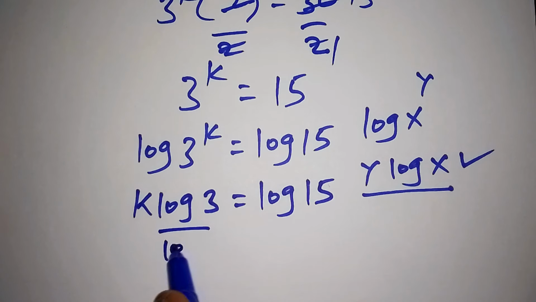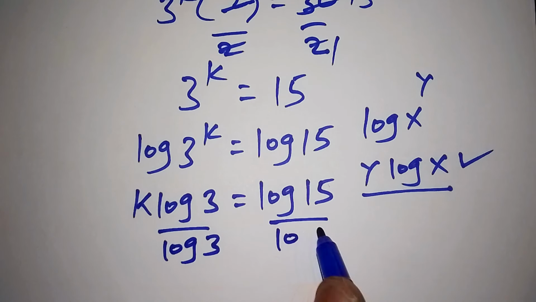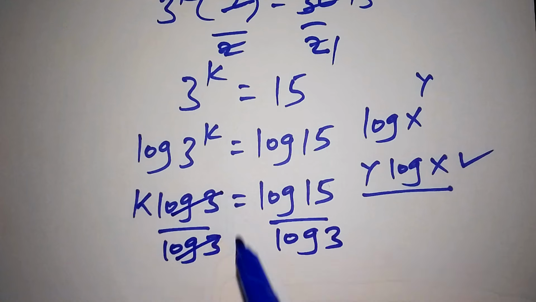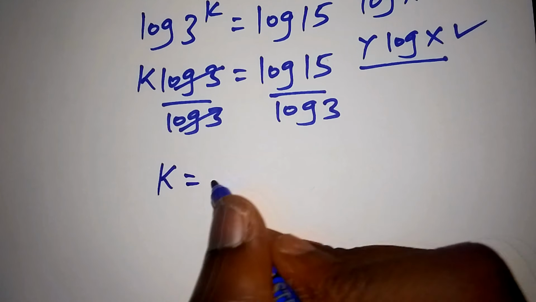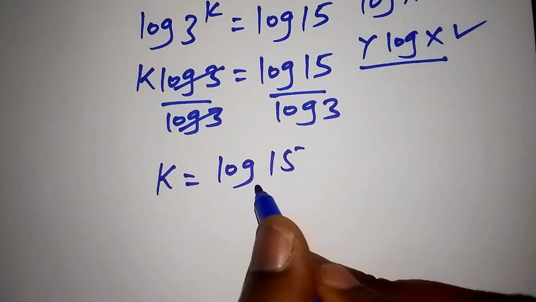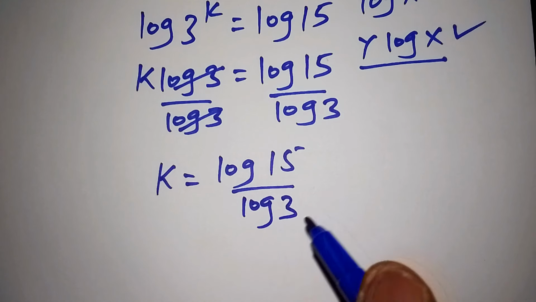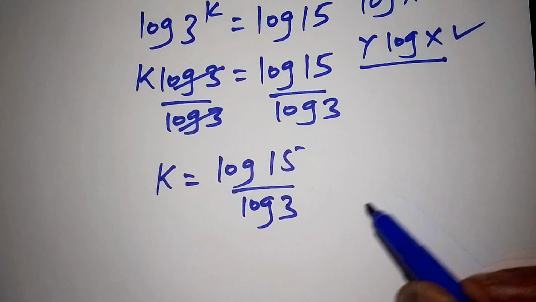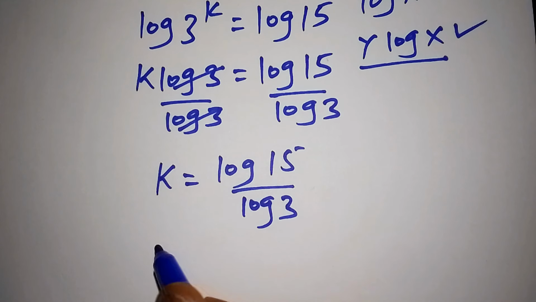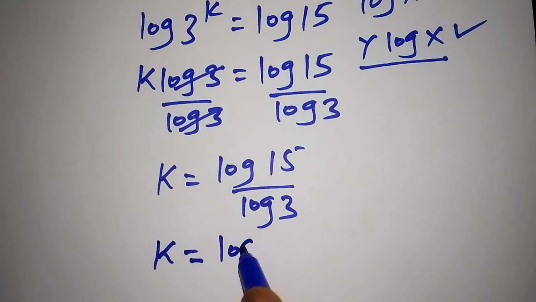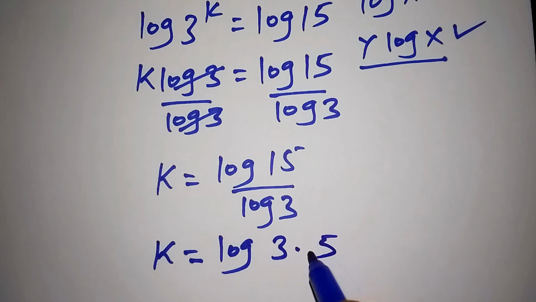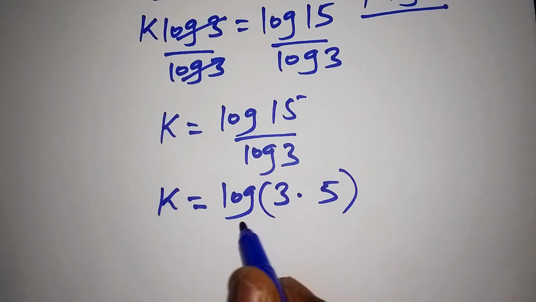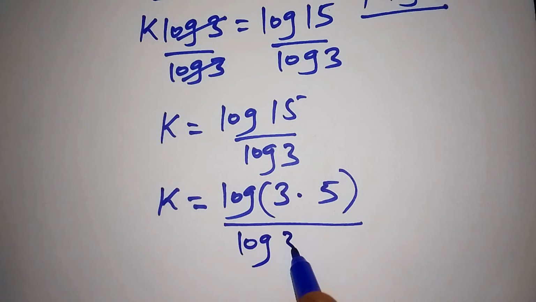Therefore we divide both sides by log 3. Log 3 and log 3 cancel, so we remain with k. Now our k is log 15 over log 3. Don't stop at this end. We need to factorize everything. So k equals, the log of 15 can also be written as the log of 3 multiplied by 5, because 3 multiplied by 5 is 15, all over the log of 3.